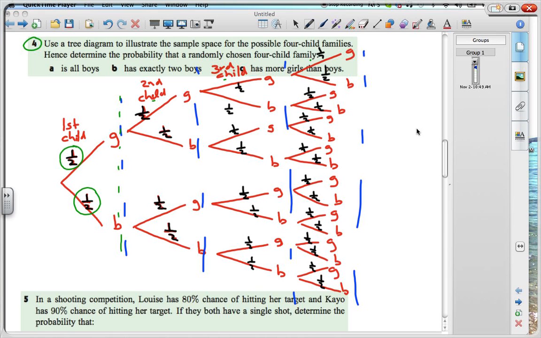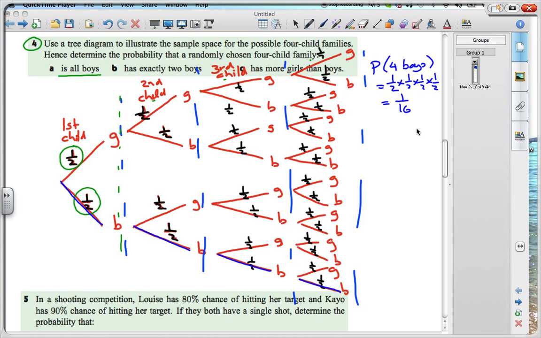So to have all boys, we would have to be going along this path. So it would be a half, a half, a half, and a half. So the probability of 4 boys would be a half times a half times a half times a half, and that would be 1/16.